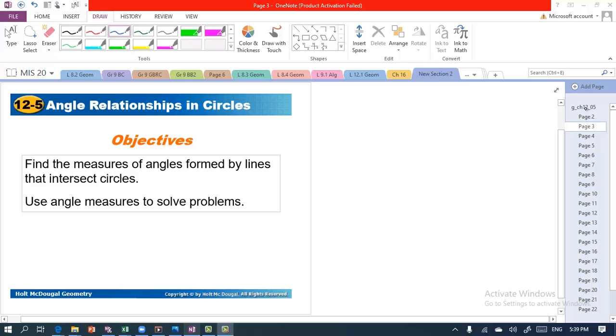Today our lesson is angle relationships in circles, 12.5, which is a completion to the previous four lessons of Chapter 12 on circles. Our objectives are: first, find the measures of angles formed by lines that intersect circles, and second, use angle measures to solve problems, as an application of the first objective.